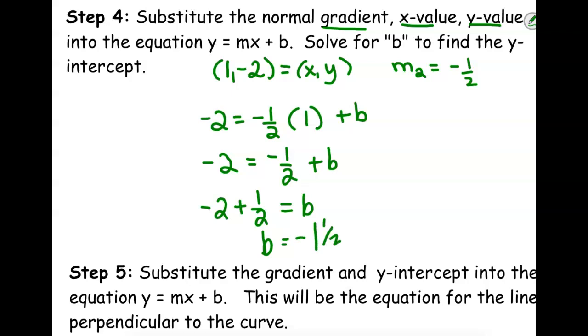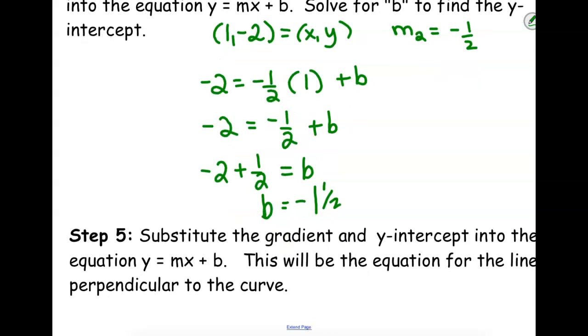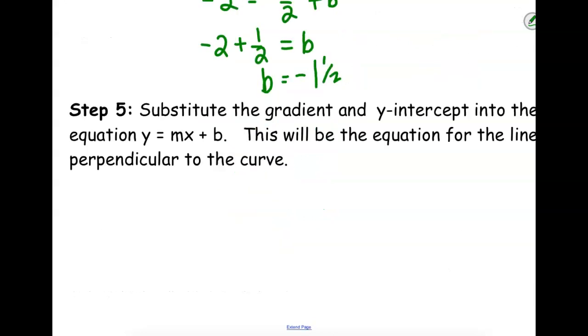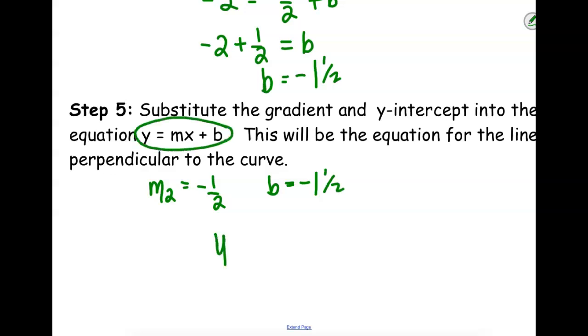That's your y-intercept. All right, so step 5 is to now substitute your gradient, your slope, which was -1/2, and your y-intercept, which we just found to be -1 1/2, into y equals mx plus b. So y equals -1/2 x minus 1 1/2. So that's the equation for your line that's perpendicular at the curve.